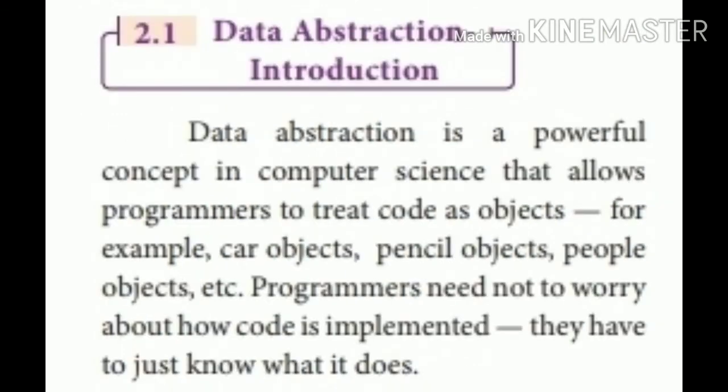It is the most important concept in computer science. Here, programmers treat the code as an object. For example, pen, pencil, car, dolls, etc. Here, users think about whether these objects are working or not. That is the matter. In the same way, programmers need not worry about how the code is implemented, or whether the program is executed or not. They have to just know what it does.